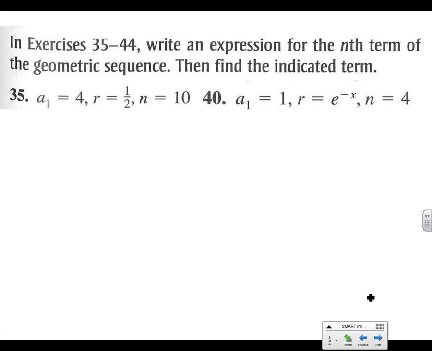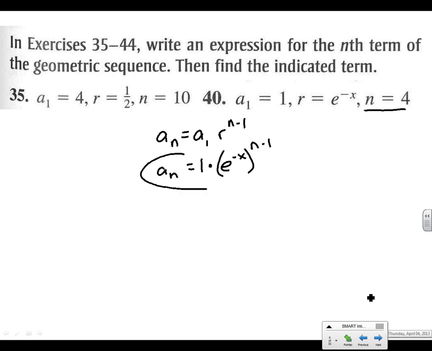Jumping to 40, write an expression for the nth term of the geometric sequence, then find the indicated term. In this case on 40, we're finding the 4th term. So, we have a formula here, a sub n equals a sub 1, r to the n minus 1. Let's substitute in. a sub 1 is 1, r is e to the negative x, to the n minus 1. So that's our expression for the nth term.